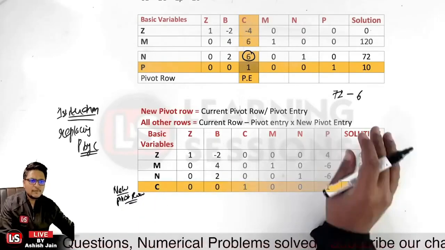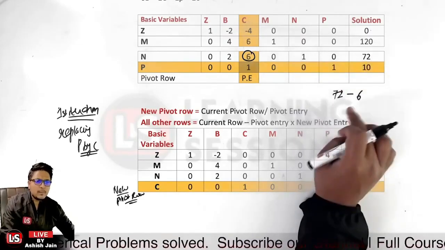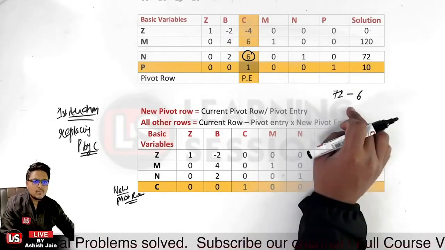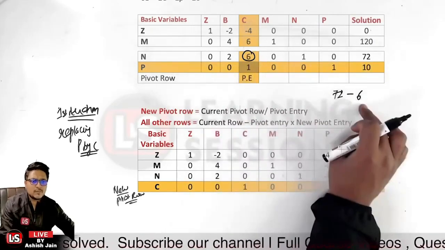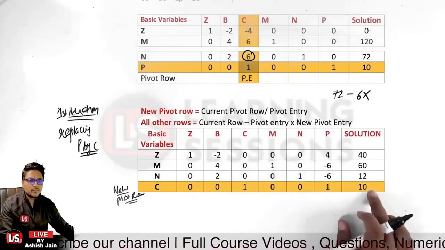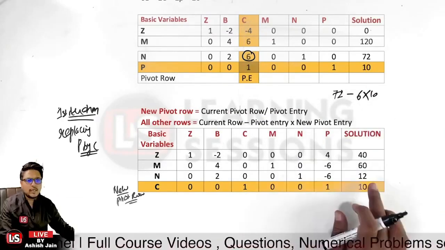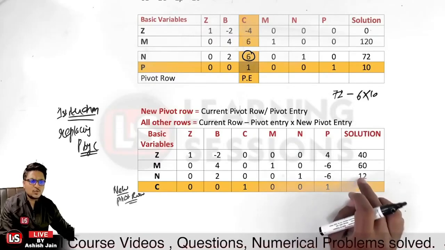And further over here, we have the right entry: the current row, 72, minus the pivot entry. The pivot entry is 6 in this particular case, and further multiplied by the new row, that is equal to 10. So it will be 72 minus 60, that is equal to 12 over here.